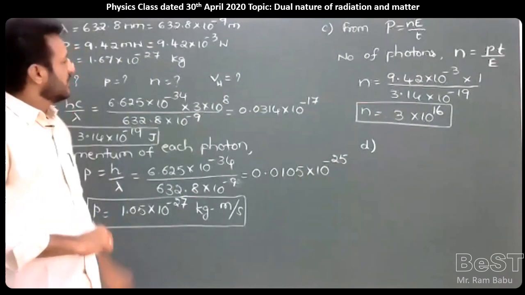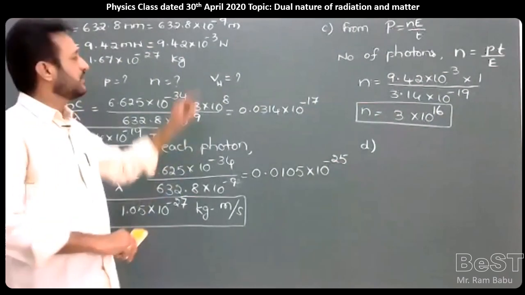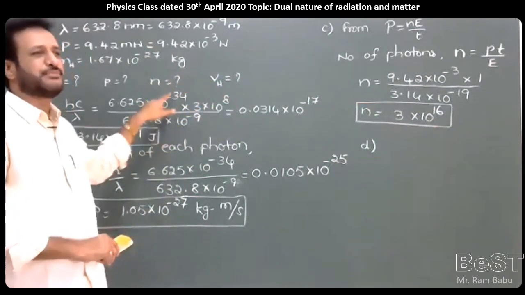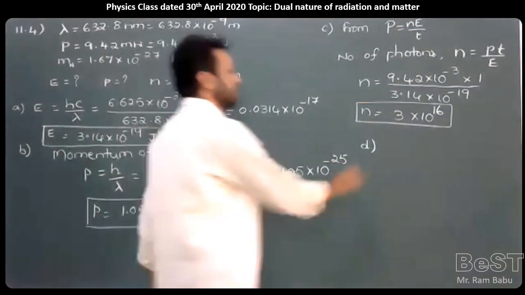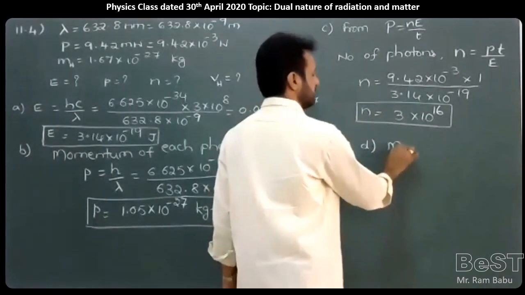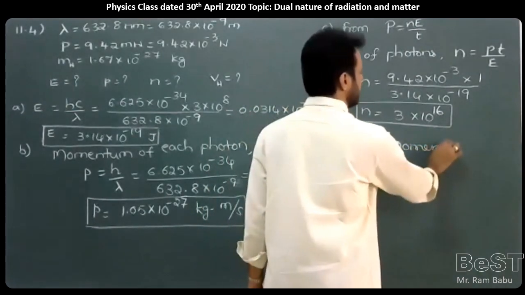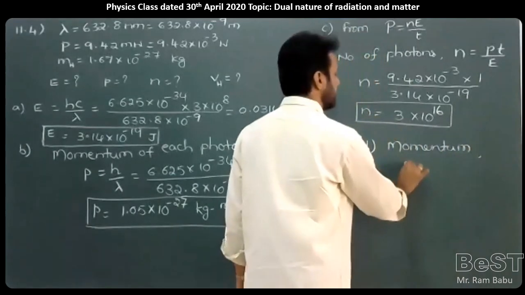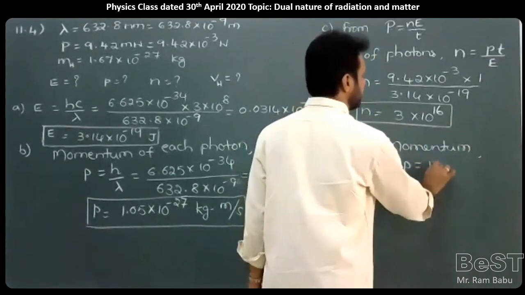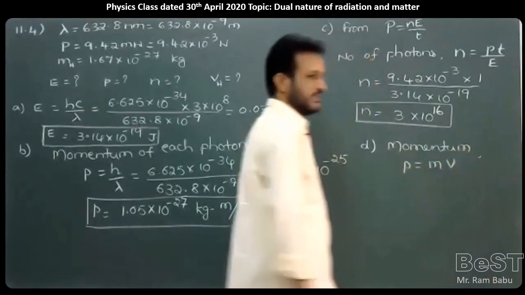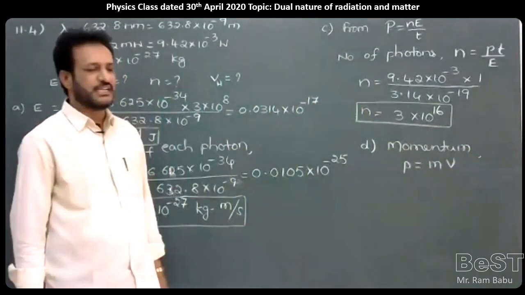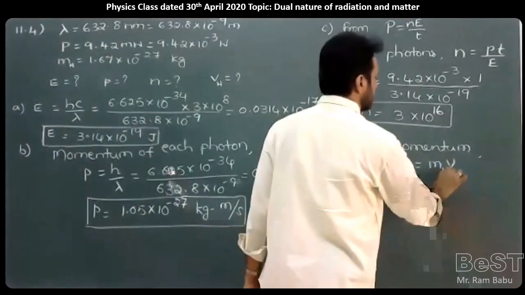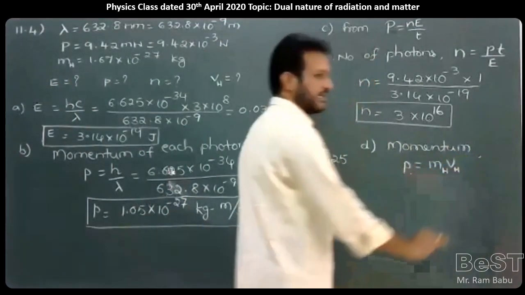Fourth one: how fast is a hydrogen atom moving, whose momentum is equal to the momentum of the photon. Now we should calculate the linear momentum of the hydrogen atom. Linear momentum of hydrogen atom P is equal to the product of mass and velocity. So mass of the hydrogen atom into velocity of the hydrogen atom. Correct?